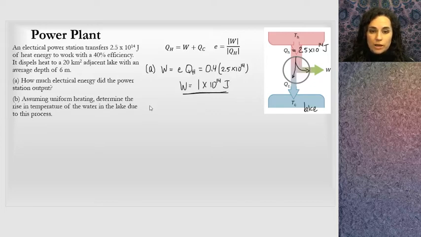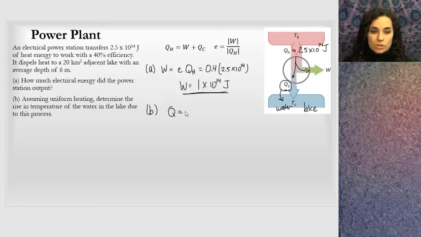So that's part A. Part B says, assuming uniform heating, determine the rise in temperature of the water in the lake due to this process. Okay, so we have Q cold coming out here, and it's used to warm up the lake. And it says that the lake is water. Okay, so I know how to determine a change in temperature due to Q.